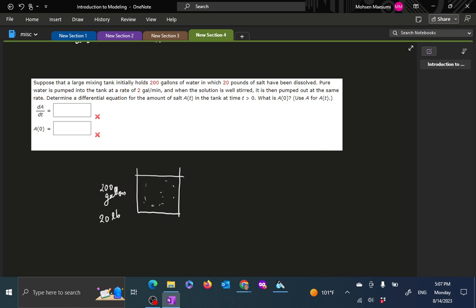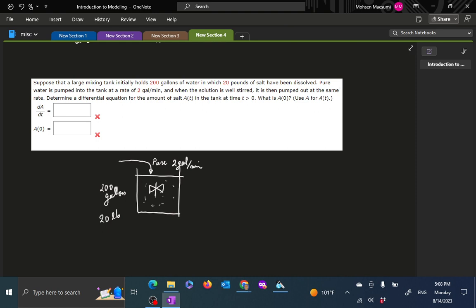Now pure water is pumped into the tank, so for whatever reason we are bringing in water, and this one doesn't have any salt in it. That makes it a lot easier. So this is pure water coming in. Well, at what rate? It tells us at the rate of 2 gallons per minute. So some hose is coming in, and the solution is well stirred. So we have some mixer here that is mixing this thing quickly, so it's not like up here is pure water and down here is salty water. No, it's being quickly mixed. The solution is well stirred.